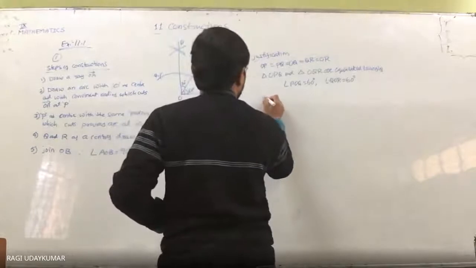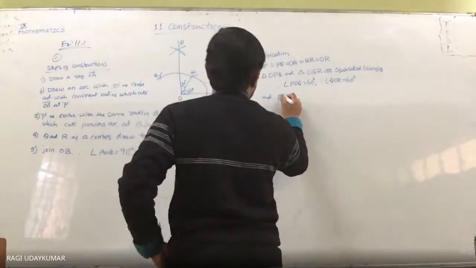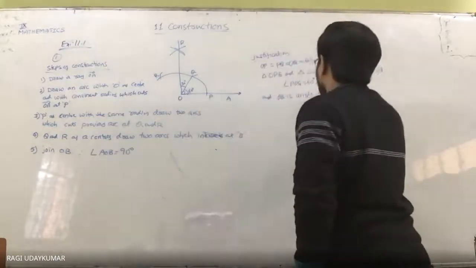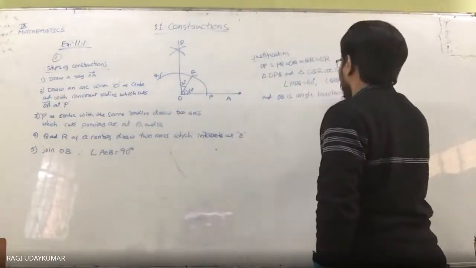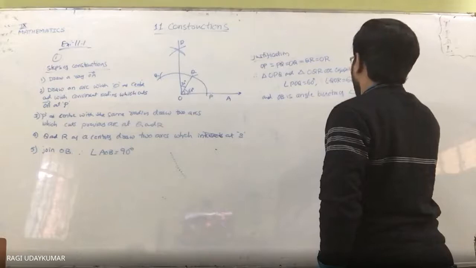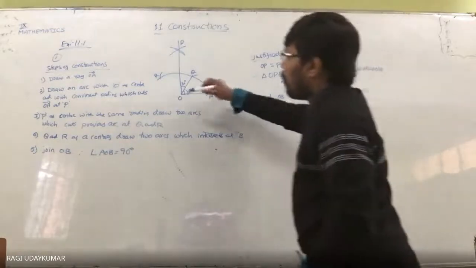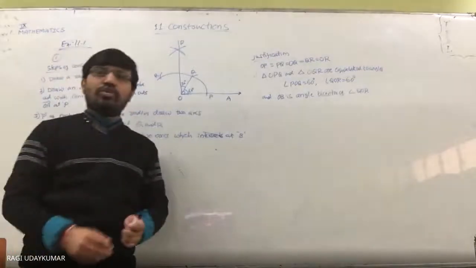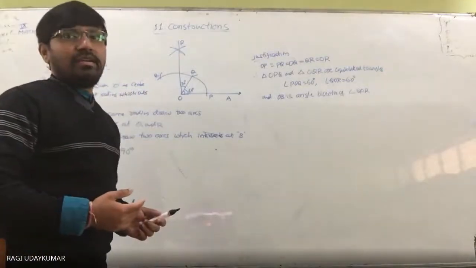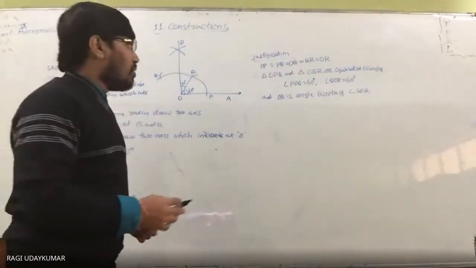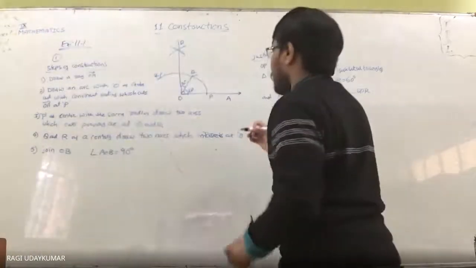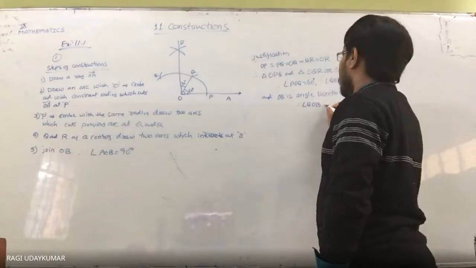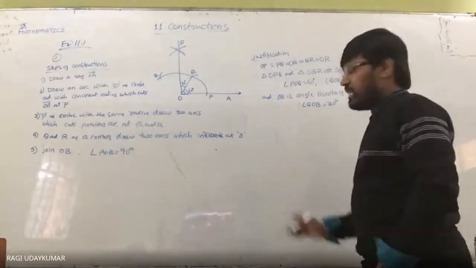And OB is the angle bisector of angle QOR. OB is the angle bisector of QOR. QOR का angle bisector है. Okay, so now therefore you can say that angle QOB is equal to half, 30 degrees.